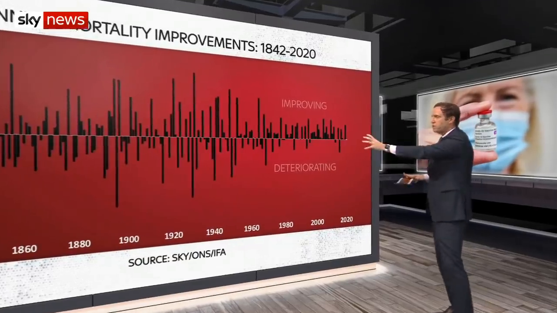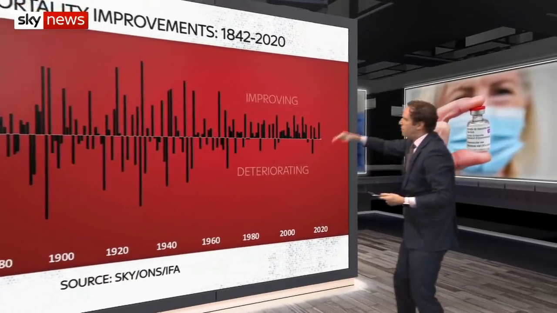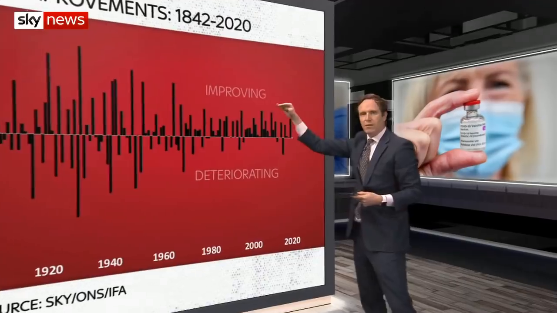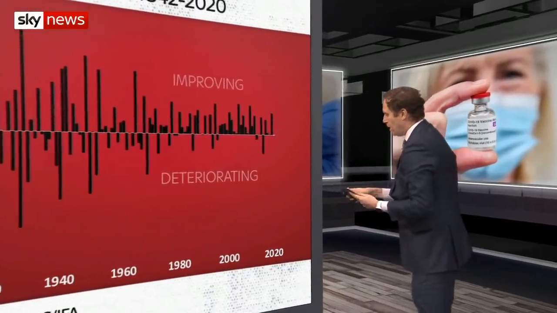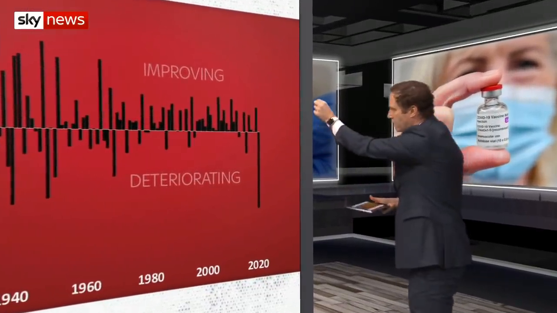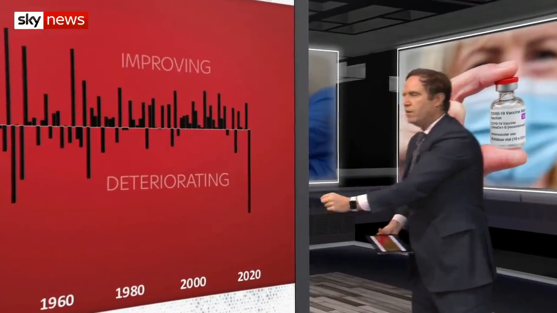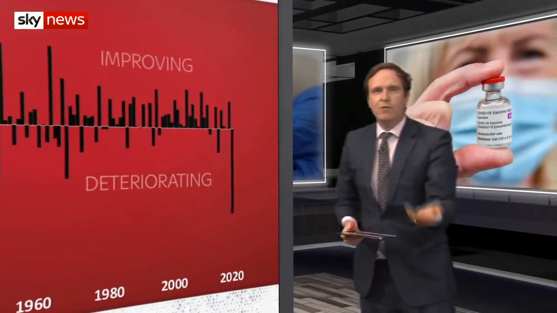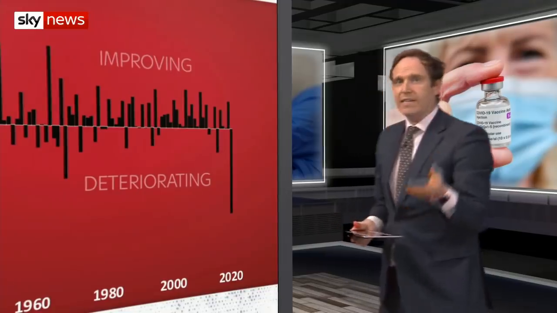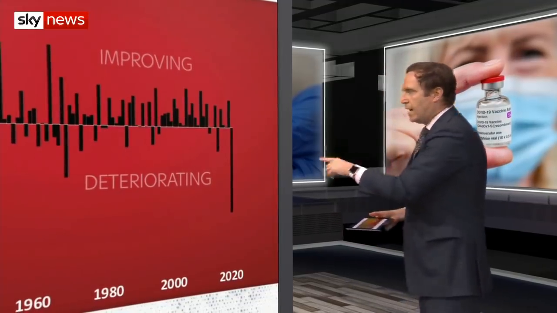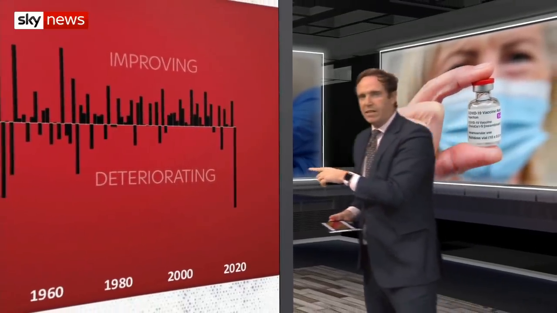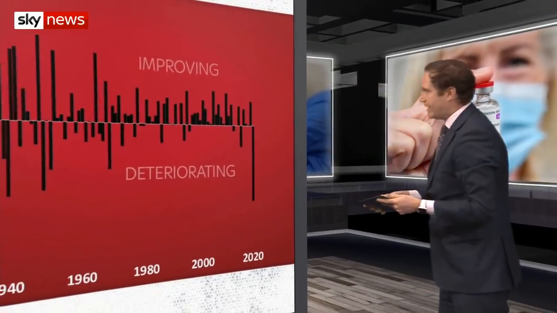And for the most part, for most of the 20th century, most of these bars are kind of above the line. People are living longer, they're doing better. But just look at what happens in 2020. You can see the bar goes all the way down. What we're looking at here are annual changes in mortality, age-adjusted mortality, as produced by the Institute and Faculty of Actuaries. And again, same exercise.